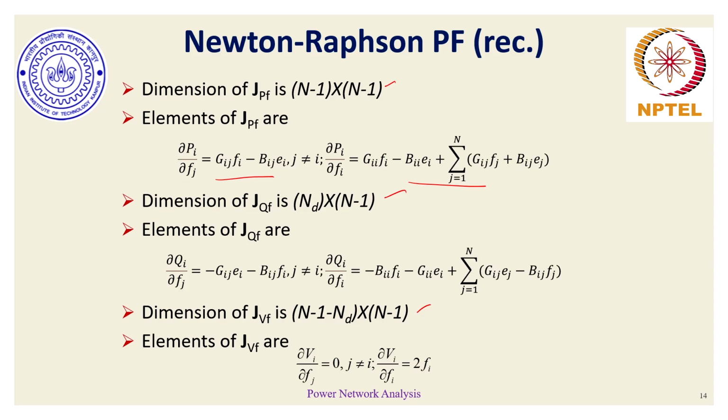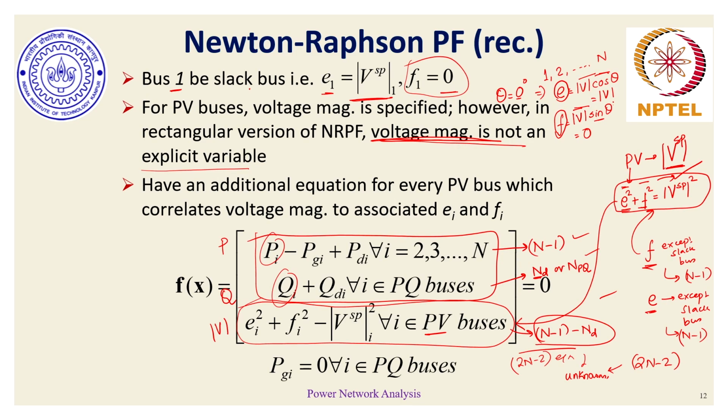So basically, the first 2 sets are pretty easy to handle, pretty simple to form. How do I get the corresponding JVF matrix? If I look at the JVF matrix, it is essentially the partial derivative of the V equation with respect to the imaginary component F. Now, if we look at the voltage equation, this is true only for PV buses.